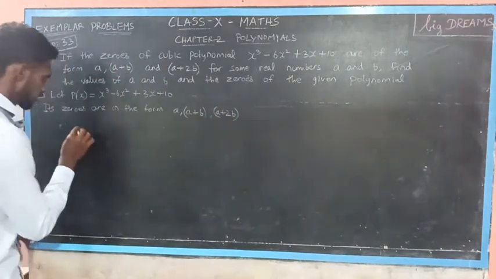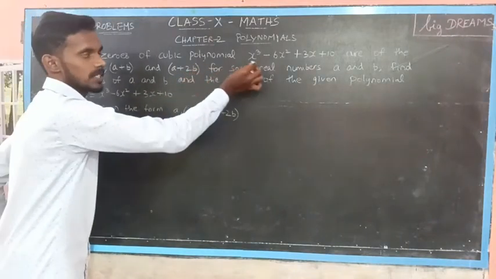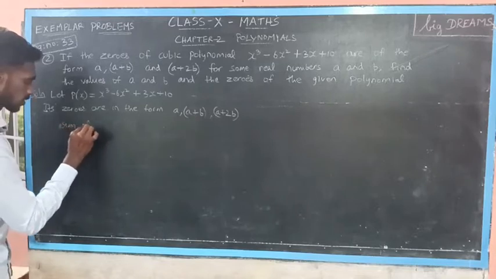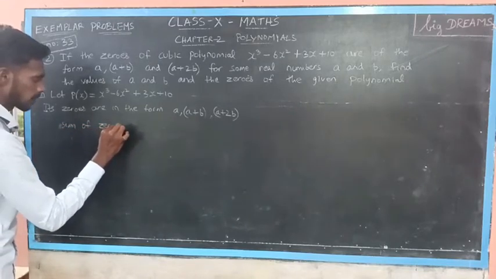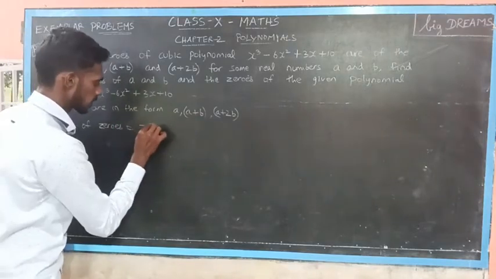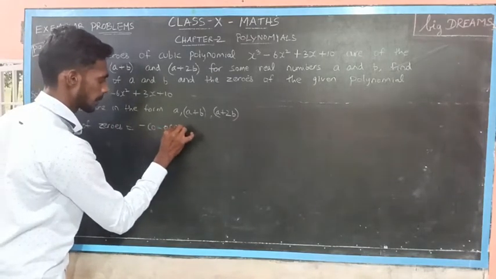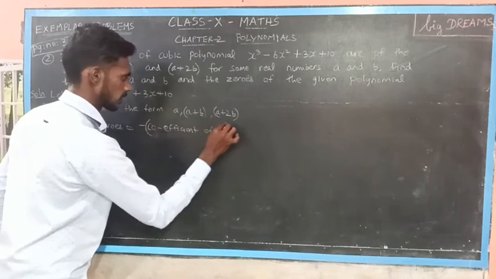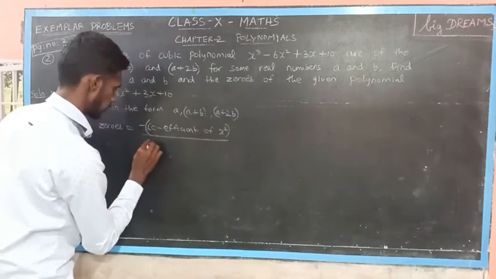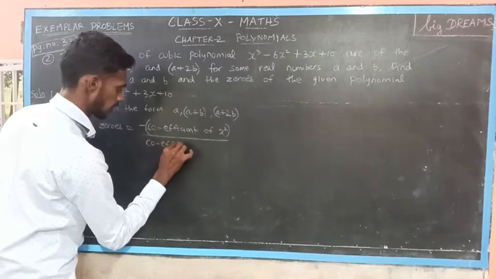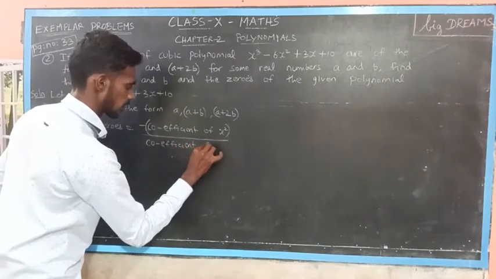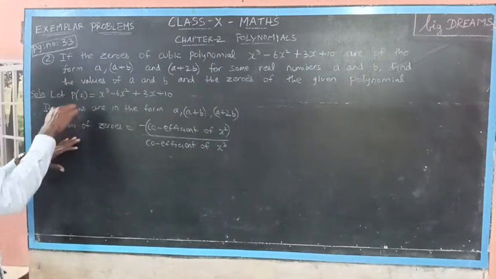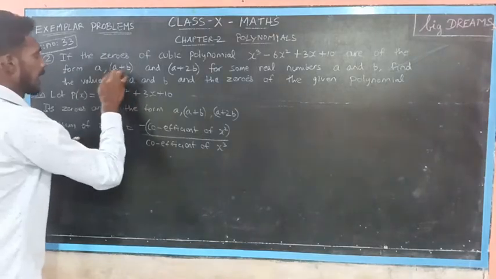Okay. So, we know the relationship between the zeros and coefficients of a cubic polynomial, which is nothing but the sum of zeros is equal to minus coefficient of x square divided by coefficient of x cube.